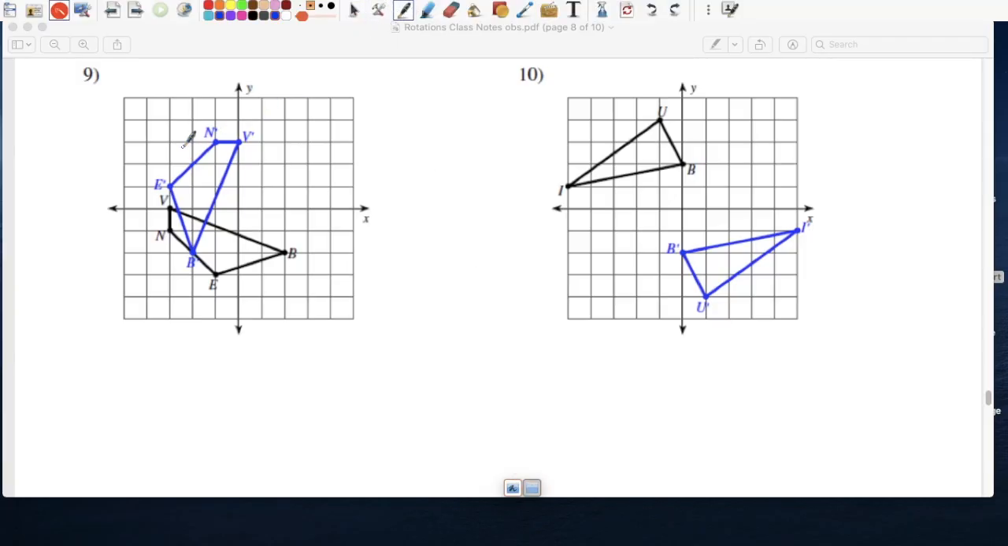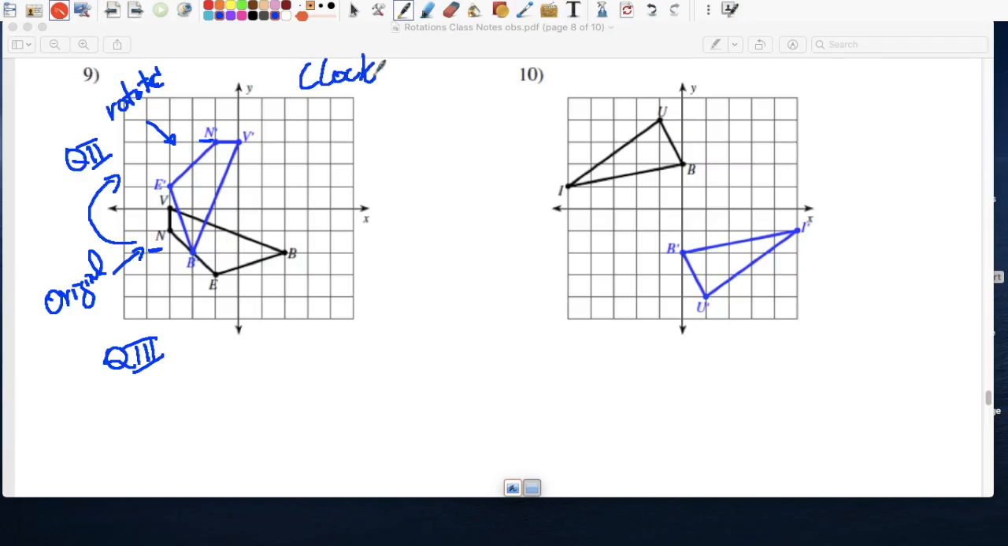Question 9. Pick a point, again, a point that you can clearly see here. So that's N, this is E, and that's B, and that's V, which makes this the original. And this one over here is the rotated image. Right, so this is the first thing you have to do. So let's focus on point N. Here's point N, and here's N prime. So N went from quadrant 3 to quadrant 2. That's one quadrant over, which means it only traveled 90 degrees. So this is a clockwise 90-degree rotation.